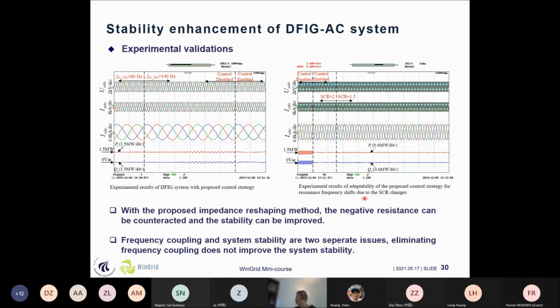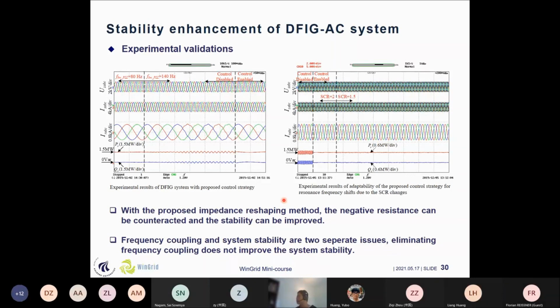And here are the experimental results with different SCR. You can see that the former is SCR equal to 2, and it is stable. But if it is equal to 1.3, it will still be stable. So it means that it has a very adaptive characteristic under various SCR situations. So what we can get is that with the proposed impedance reshaping method, the negative resistance can be counteracted and the stability can be improved.